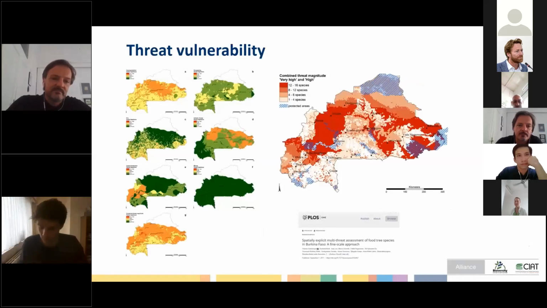On this slide you can see also such an example of vulnerability maps, again for Parkia globosa of Burkina Faso on the left, and then on the right you see these species-specific vulnerability maps aggregated to one single map, in which the values of the grid cells show the number of species that are under high or very high vulnerability to at least one of the considered threats.